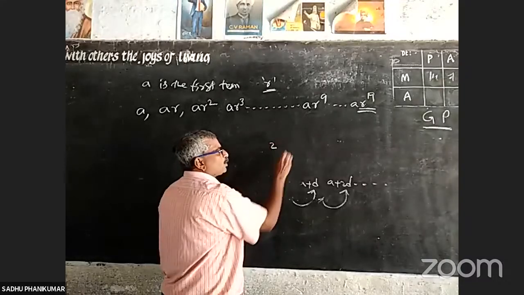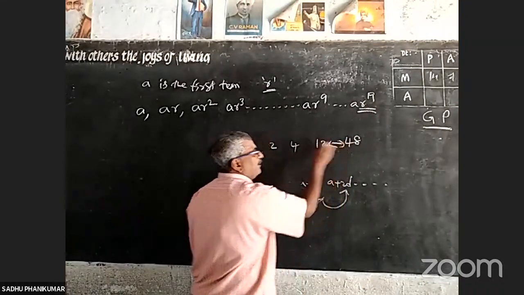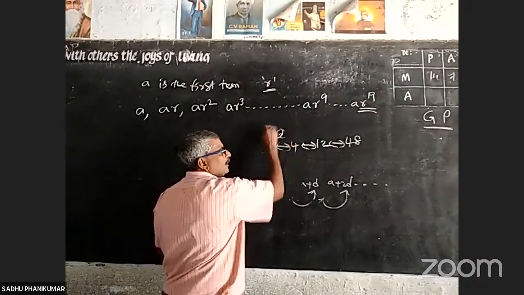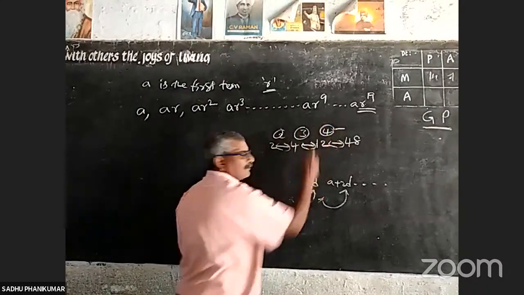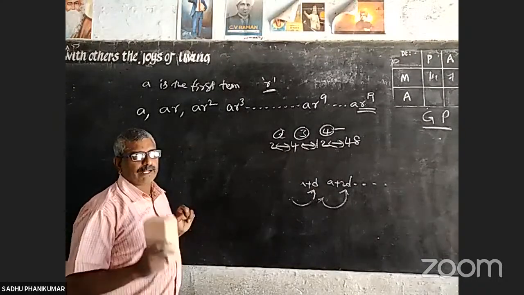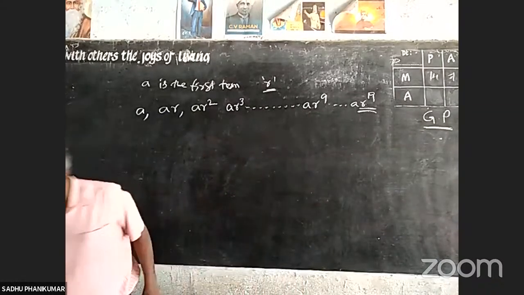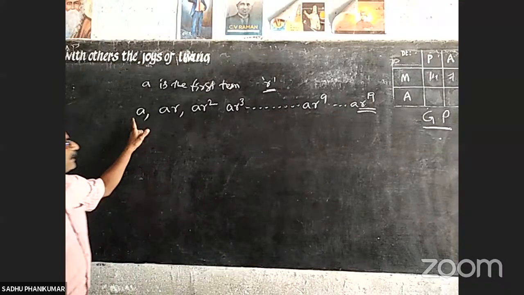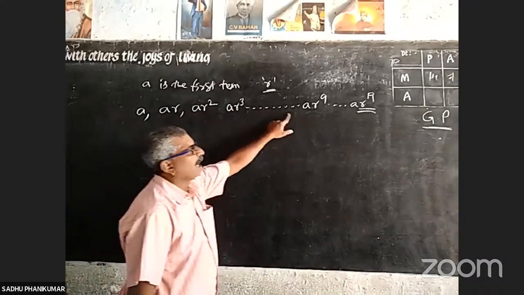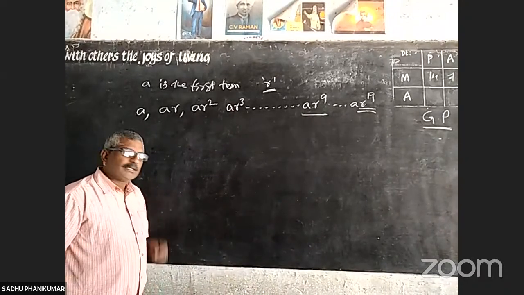Once again, don't confuse: 2, 4, 12, 48. 2 times 2 is 4, 4 times 3 is 12, 12 times 4 is 48. This is not a geometric progression because I am not multiplying each term with the same number. I multiply here with 2, here with 3, here with 4. We have to multiply every term with a common fixed number. Then only it is called a GP. So the general form of GP is A, AR, AR square, AR cube, and so on.